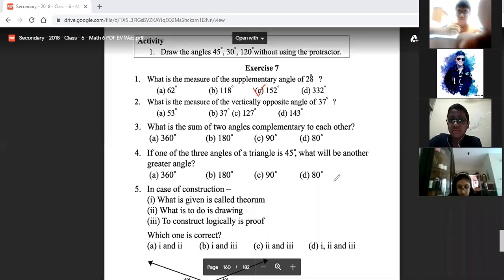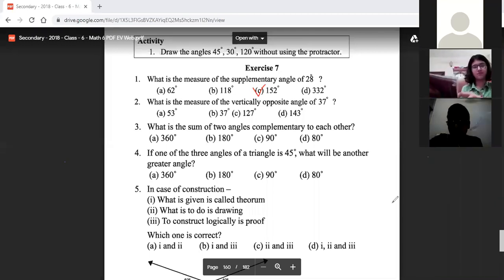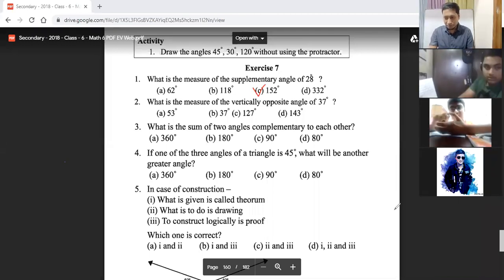Okay, part number 2. What is the measure of the vertically opposite angle of 37 degrees? It is very easy, all of you know. 37 degrees, option B. But I want to know something different from you. Can anyone tell me the definition of vertically opposite angle? Yes, sir, I can. Okay, give us the definition. By the opposite rays of the sides of an angle, the opposite angle of the angle.